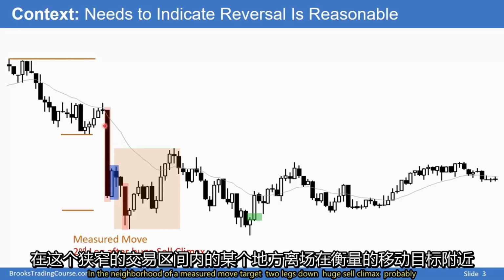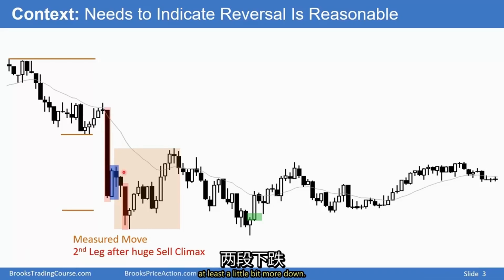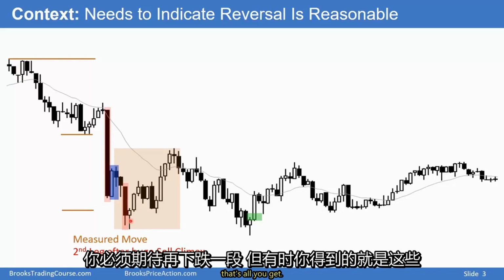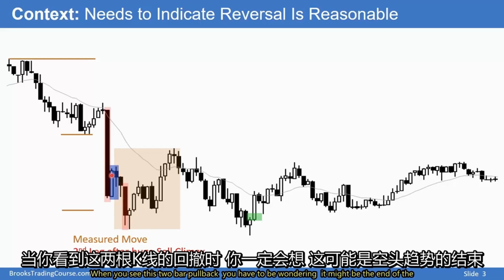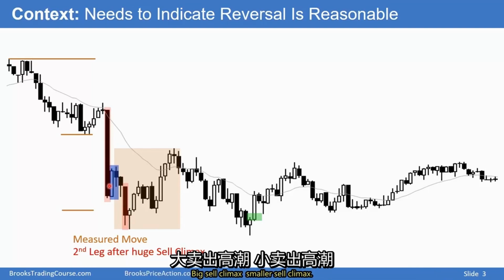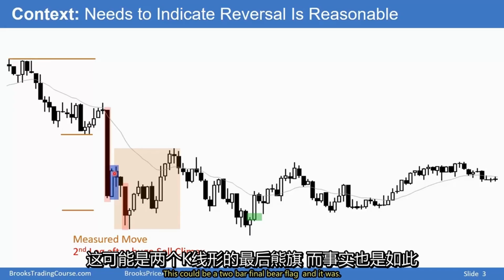2 legs down, huge sell climax, probably at least a little bit more down. After this big sell climax, you have to be expecting one more leg down, but sometimes that's all you get. When you see this 2-bar pullback, you have to be wondering, it might be the end of the bear trend, the final bear flag, and the breakout might reverse up. Consecutive sell climaxes, big sell climax, smaller sell climax. This could be a 2-bar final bear flag, and it was.